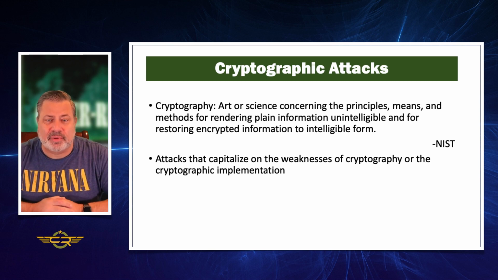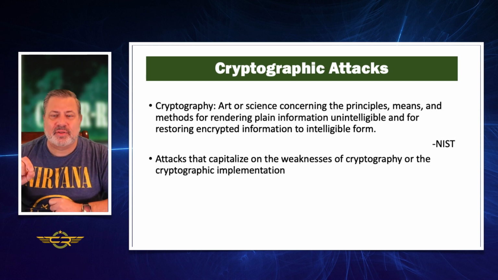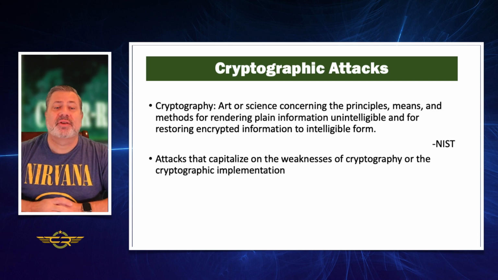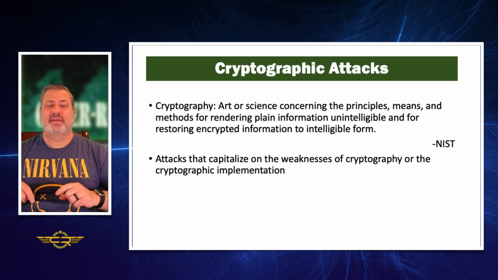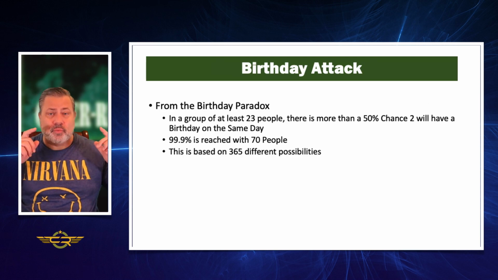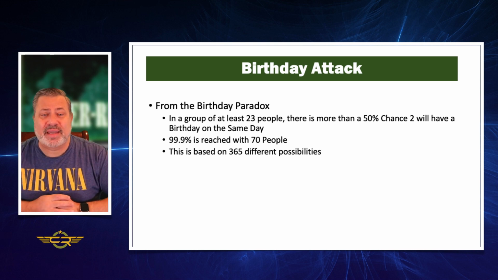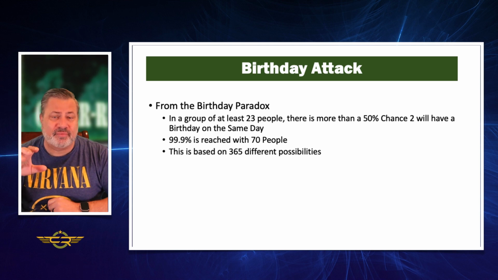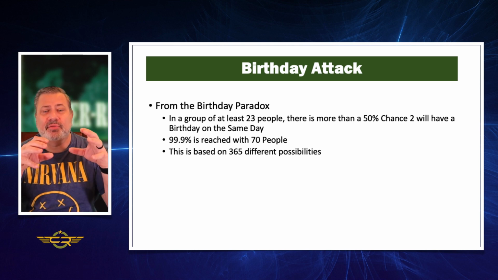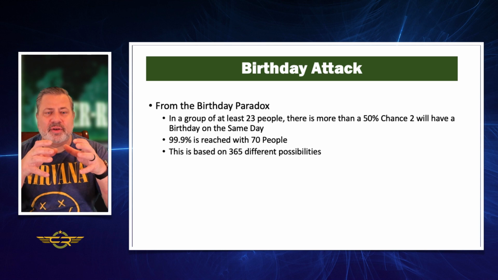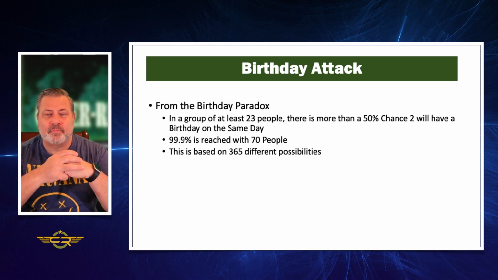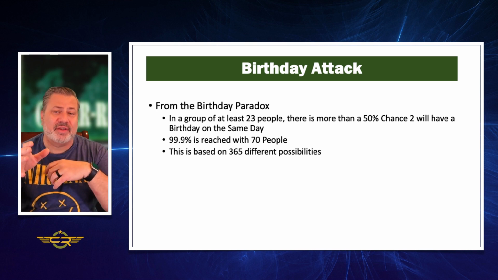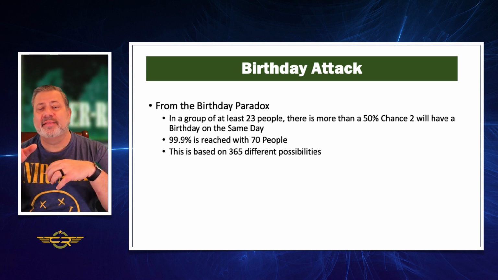It's all scrambled up. Attacks that capitalize on the weaknesses of cryptography or the cryptographic implementation are the types of attacks we're going to talk about in this video. First off, we're going to talk about a thing called the birthday attack. The birthday attack comes from the birthday paradox. The basic premise they talk about all the time is that in a group of at least 23 people, there's more than a 50% chance that two will have a birthday on the same day.